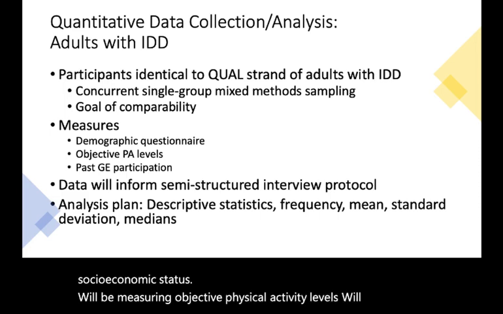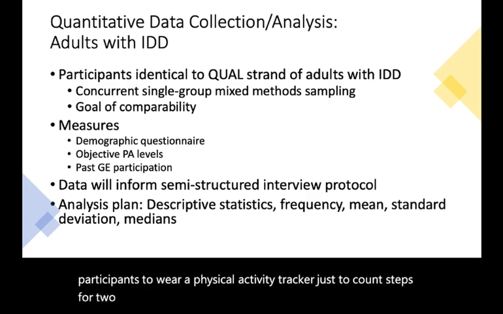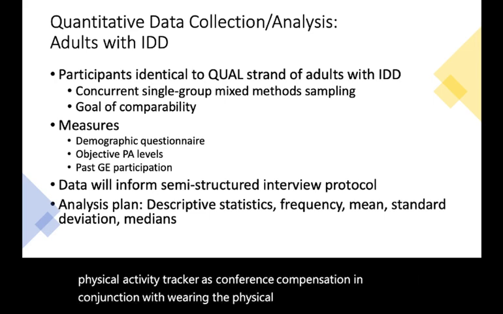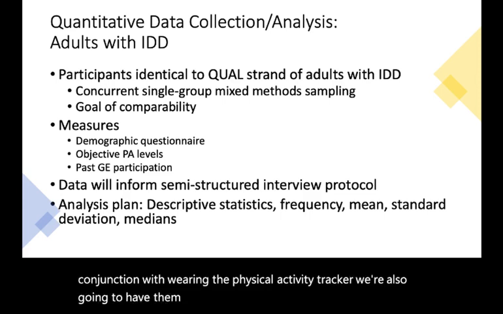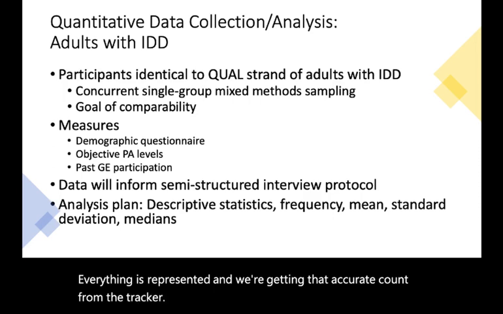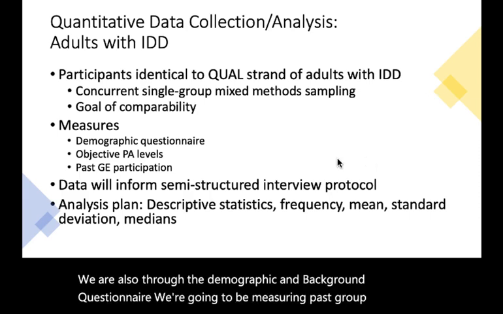We'll be asking participants to wear a physical activity tracker just to count steps for 2 weeks. And at the end of the study, they'll get to keep that physical activity tracker as compensation. In conjunction with wearing the physical activity tracker, we're also going to have them document what that tracker says, just to make sure everything is represented and we're getting that accurate count from the tracker. We are also, through the demographic and background questionnaire, going to be measuring past group exercise participation.